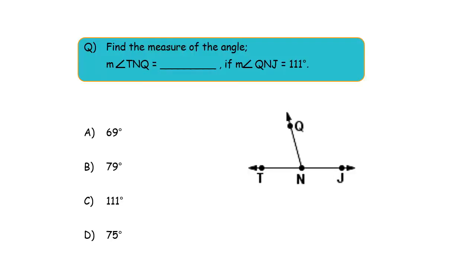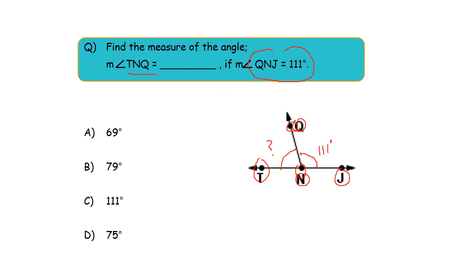So here is an example. Find the measurement of angle TNQ if the measurement of angle QNJ is 111 degrees. So let's represent this in the diagram. What is given? QNJ is given. So this angle is given, 111 degrees. So what will be the value of TNQ? TNQ, meaning this angle, is the question mark.